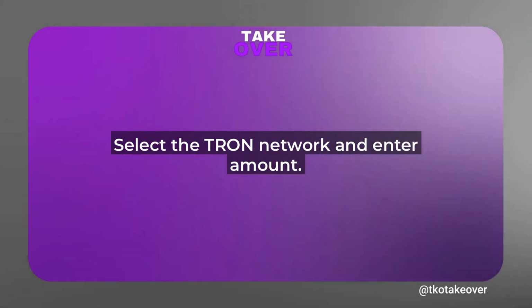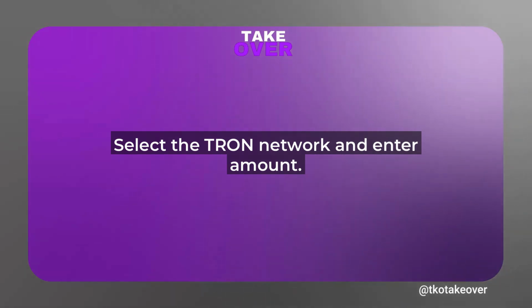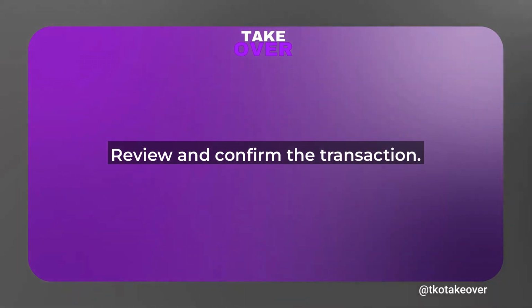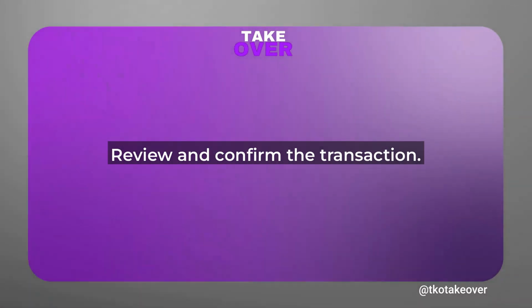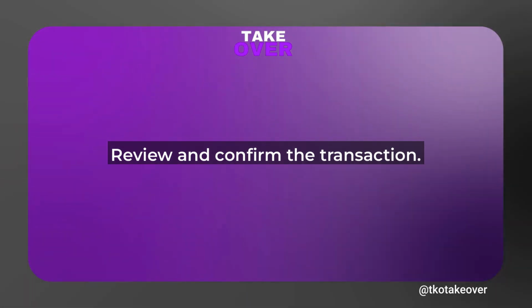After that, review the transaction summary. Kucoin will show you the estimated fees and the final amount arriving in your wallet. If everything looks good, hit Confirm and authenticate with your Kucoin security measures like 2FA. Once submitted, the transaction will process. Expect it to take anywhere from a few minutes to an hour, depending on network congestion.